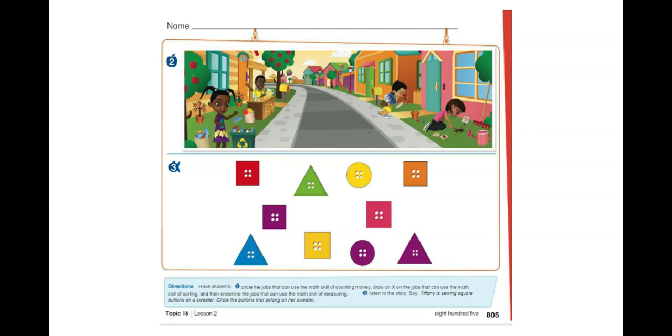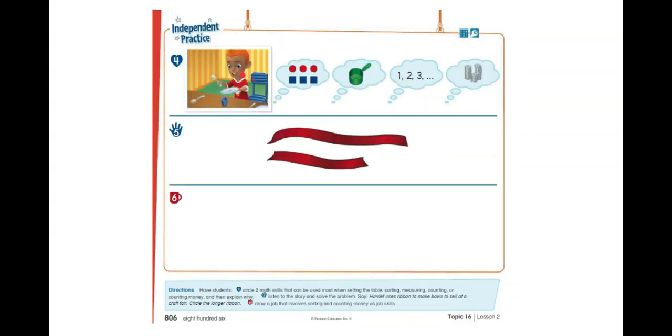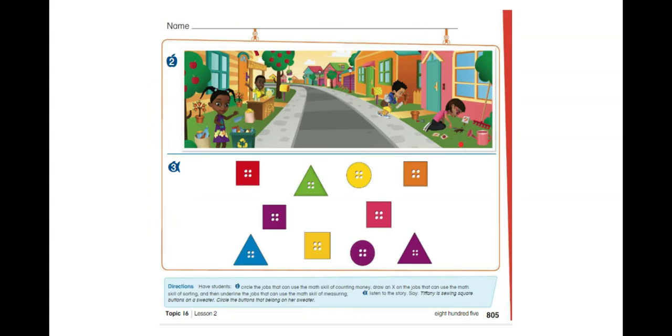So you're going to put an X on jobs that use the math skill of sorting. The next job we're looking for is measuring. Now we have a girl that is planting something. She's planting some plants. Do you think she needs to measure how much she needs to dig to be able to plant the seeds? She may need the skill of measuring. So that's what we have to decide on this question number 2.